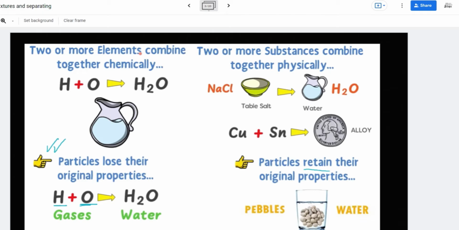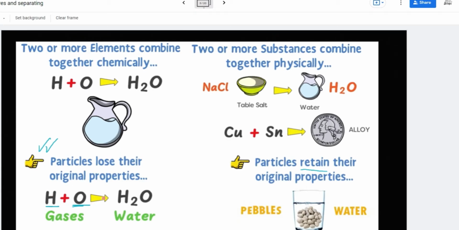So here are the other differences. Particles lose their original properties in a compound. Let's suppose hydrogen and oxygen. When they are not combined, as individual atoms, they act as gases. But once hydrogen and oxygen combine together, they create water, a compound, H2O, and now they have changed their state to water, which is liquid. Do you agree? So in a compound, when a chemical combination happens, particles lose their original identities, where they existed as gases, isn't it?